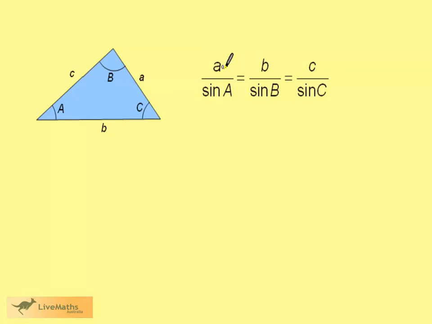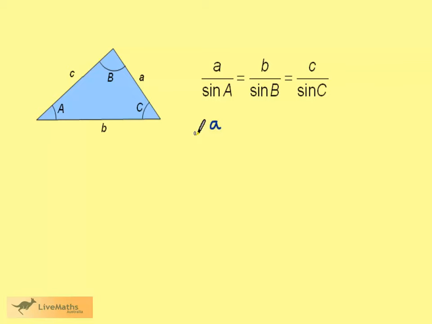The sine rule states that a divided by sine A, that's the length of the side marked a divided by the sine of the angle A, is equal to b over sine B, which is equal to c over sine C. This statement actually provides us with three possible equations.